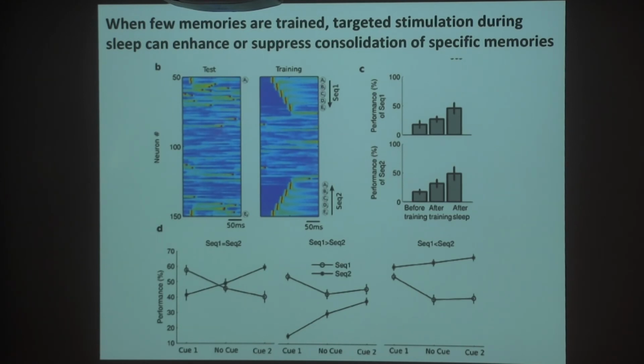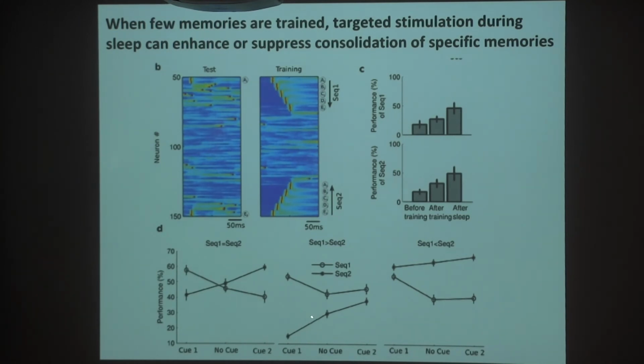My last slide: what happens if you have two sequences. This is very recent data, just from this week's analysis. What has been shown is that, for example in this case, we have two sequences which we train, one stronger than the other, and we try to apply cueing to affect one versus the other. So it just shows that we can get different combinations.